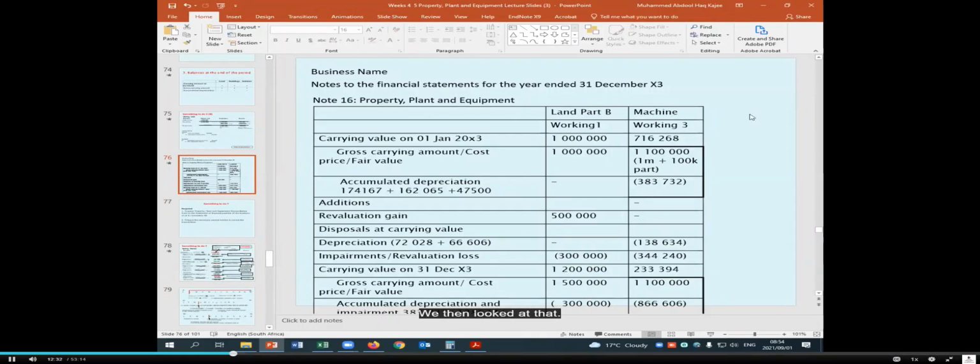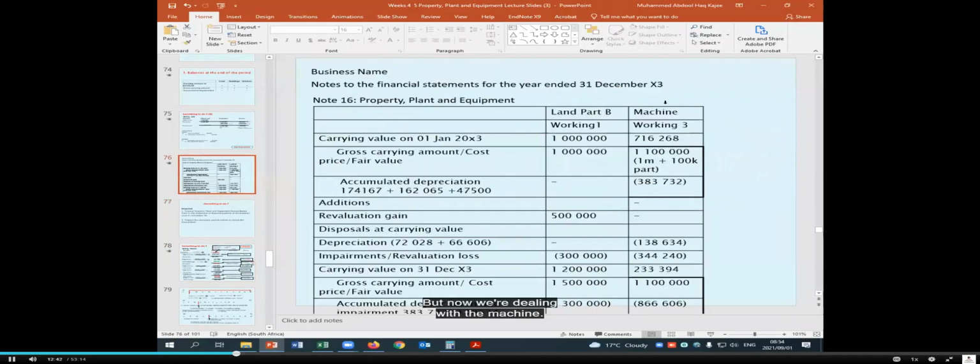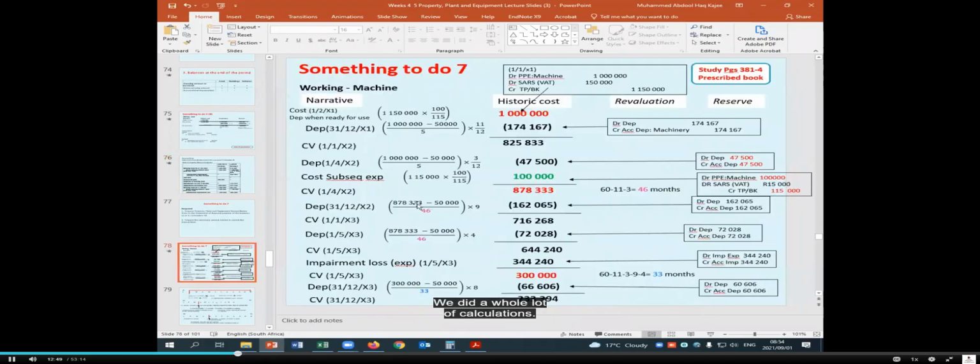We then looked at, in the same example, something to do 7. We needed to prepare the property, plant, and equipment note, but now we're dealing with the machine. Now the machine was using the cost model. We did a whole lot of calculations. So we bought it in 2001 at the beginning of the year for $1 million. We debited our property, plant, and equipment with $1 million, but we only started using it in February.